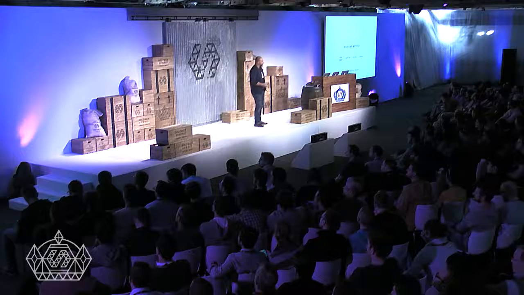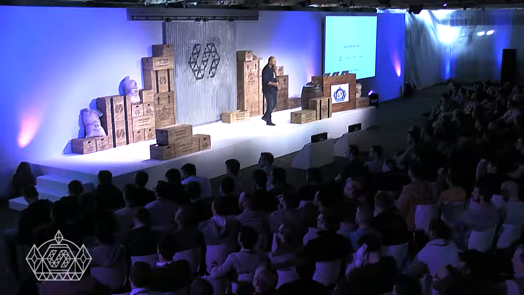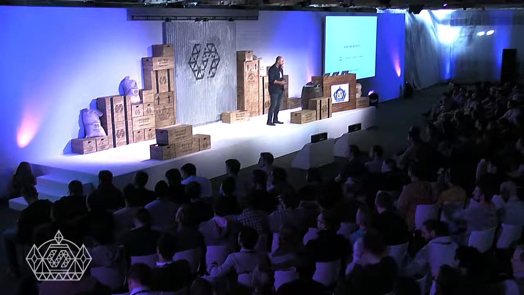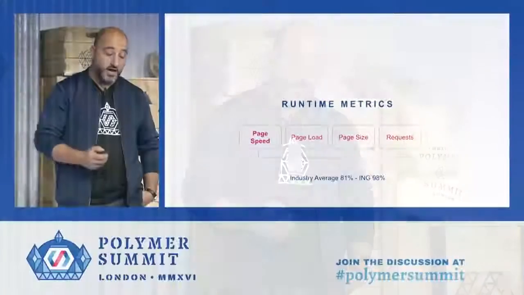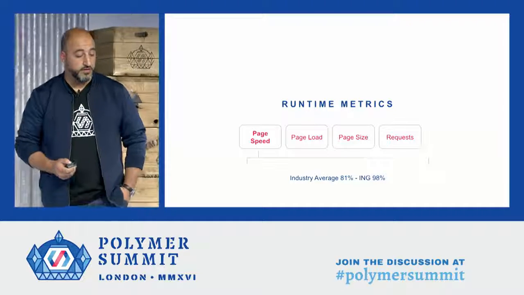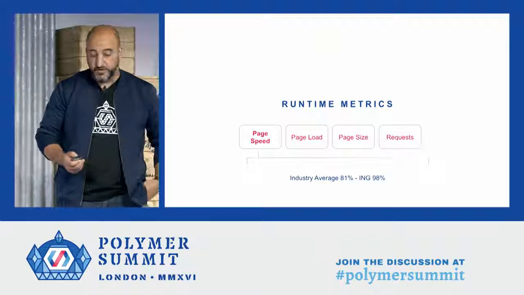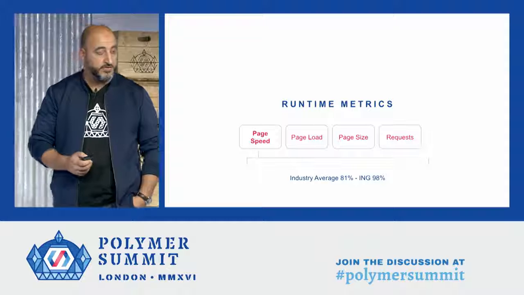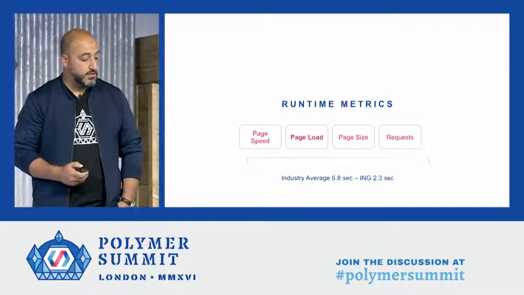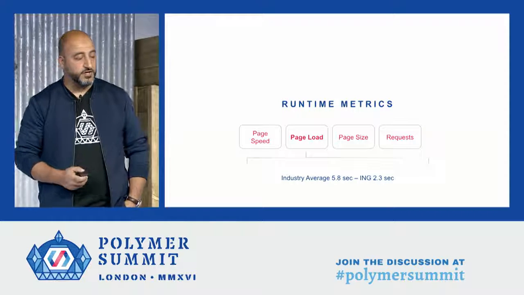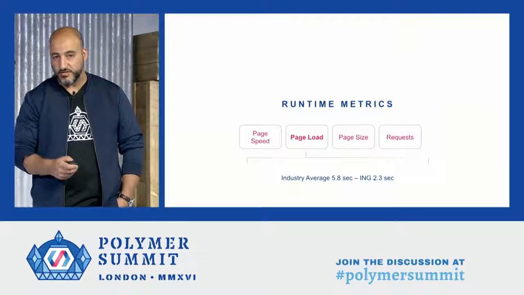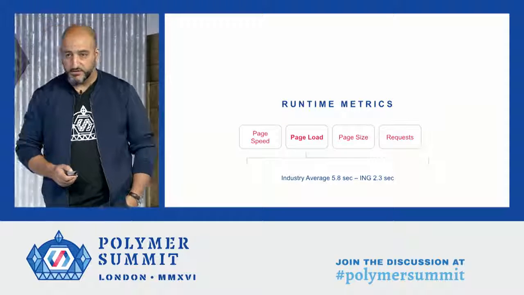What do our runtime metrics look like? We've been working with Polymer since 0.5, and we love it. And when 1.0 came out, we were ecstatic. And now in its current state, this is what it looks like running at runtime. The industry average, if you look at GTmetrix for page speed, is 81%. ING is at 98%. Our page load, industry average is 5.8. We're at 2.3. And that's not good enough, as you know from the Google RAIL discussion.